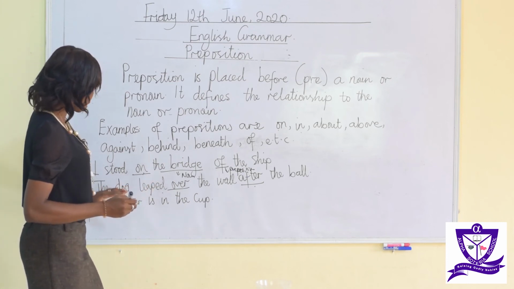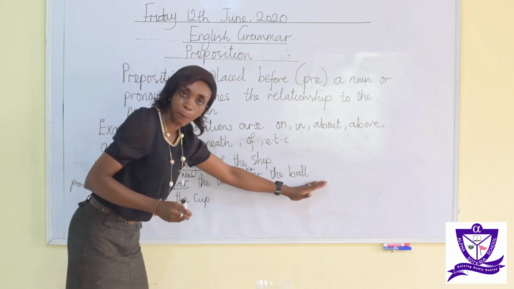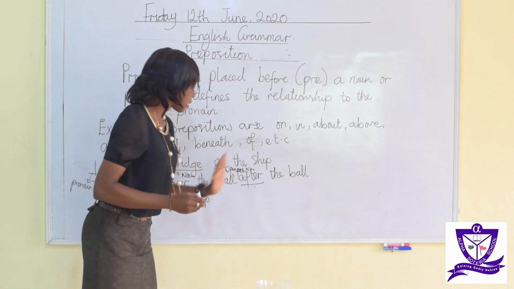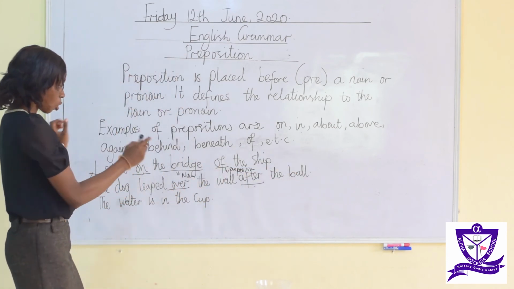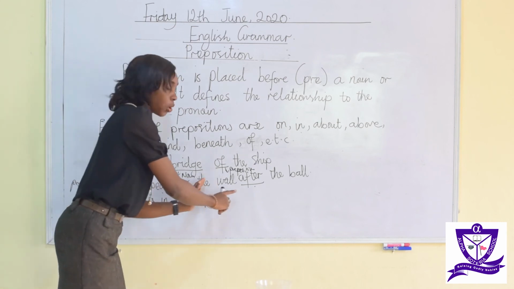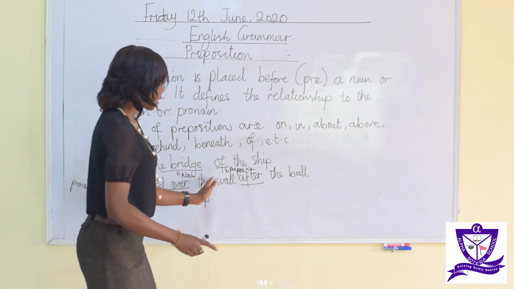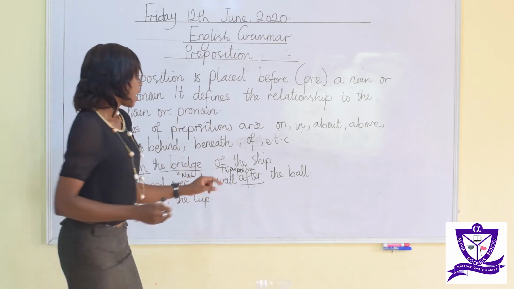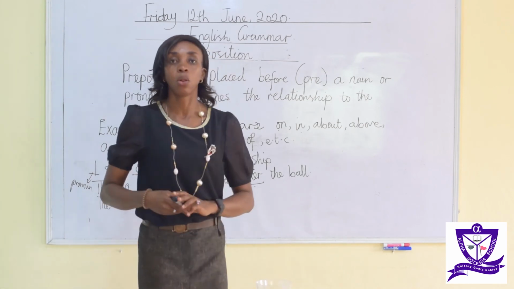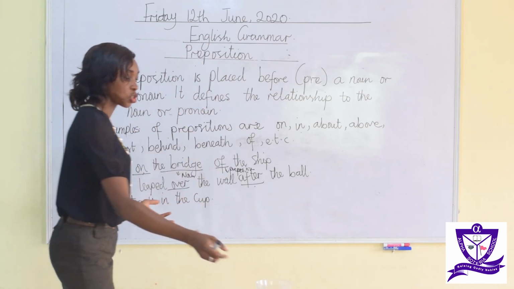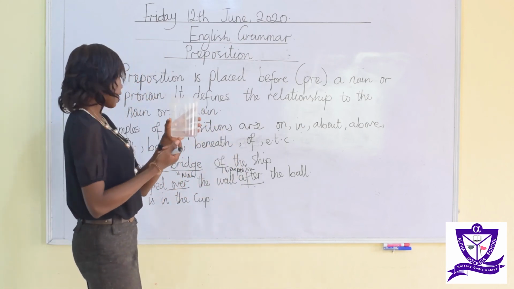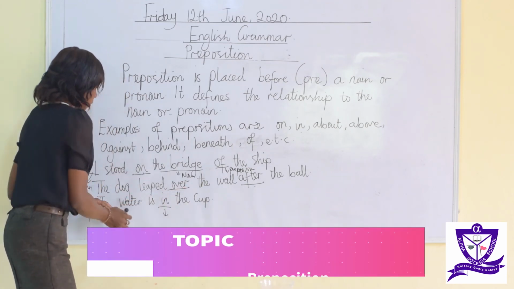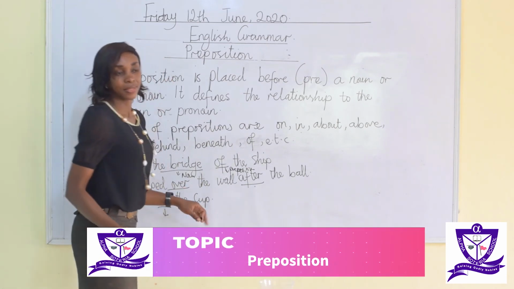There's a relationship between the dog, the wall, and the ball. Are you getting it? Over is showing the relationship between the dog leaping and the wall. And it's not just ending there. The dog did not just leap over the wall for nothing. It's running after the ball. Like what I explained earlier, the water is in the cup: in is telling the relationship between the water and the cup.